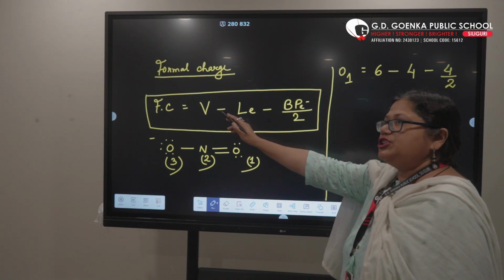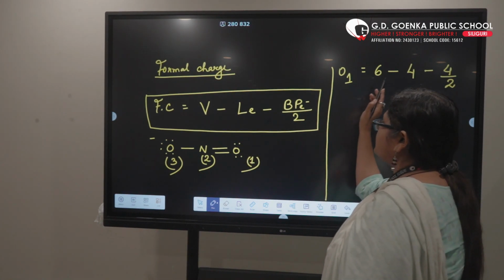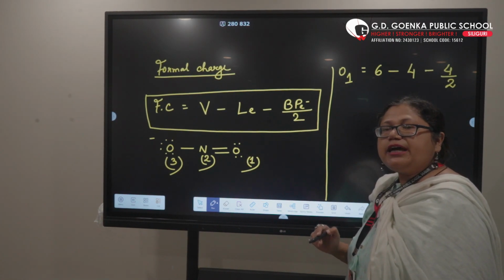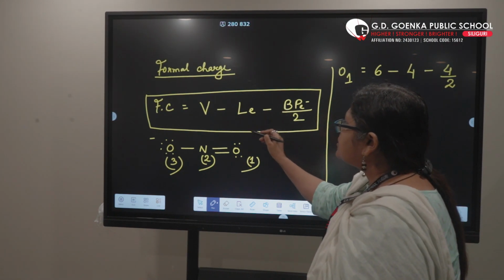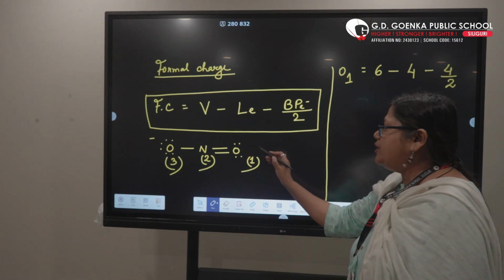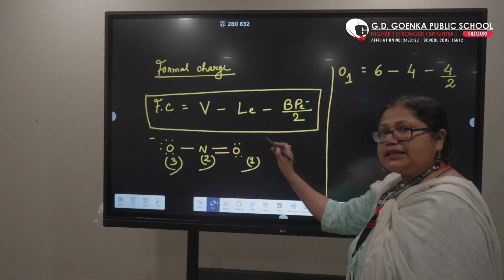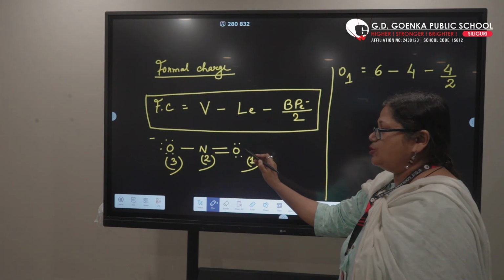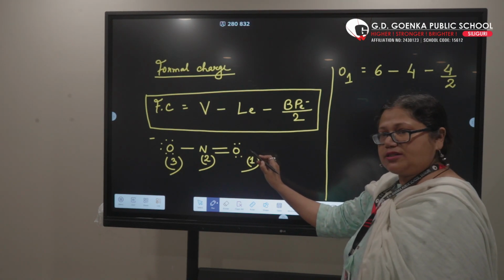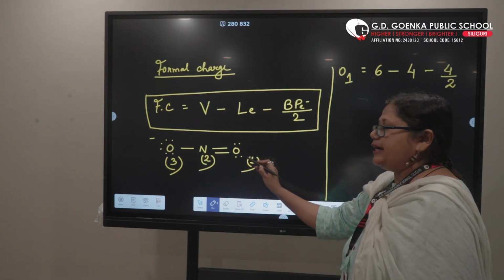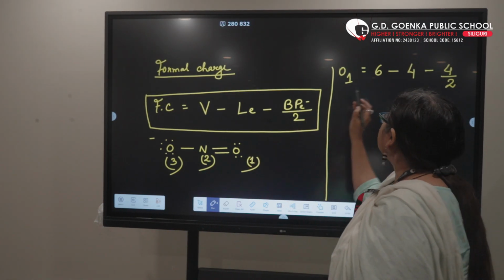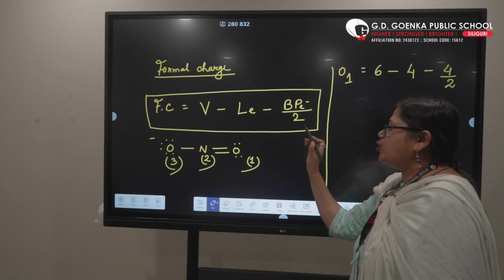Total number of valence shell electrons of oxygen is 6, that we know from the atomic number and electronic configuration of oxygen, minus lone pair of electrons. How many lone pair of electrons in total? Lone pairs are 2. For this oxygen atom, total lone pair of electrons is 2 and 2, that is 4. So we write 4 over here, minus bond pair of electrons.